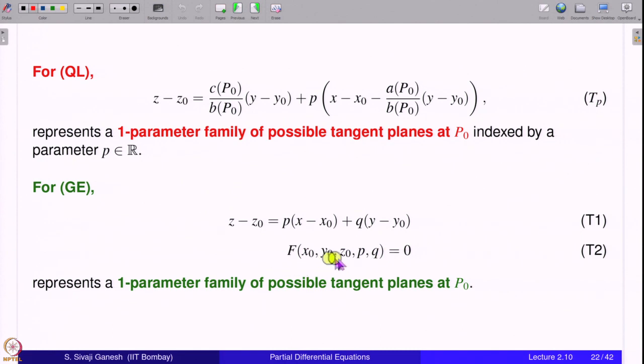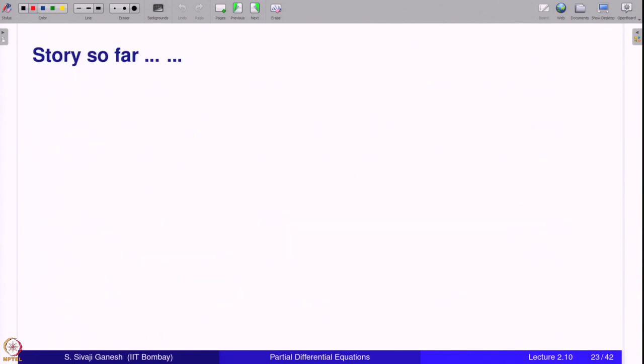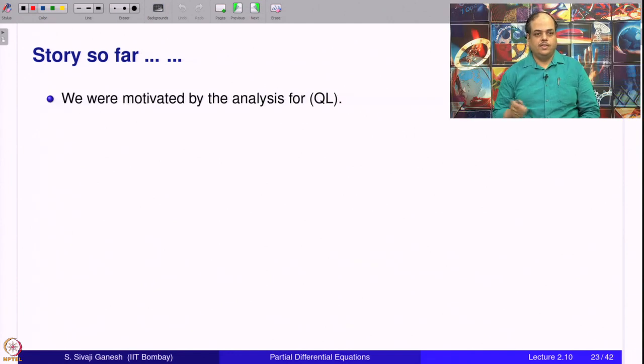In the case of nonlinear equations, we do not expect that we can have global solutions. Therefore, what typically happens is Q is a function of P in a small neighborhood of some fixed value of P. We will see the rigorous details later.